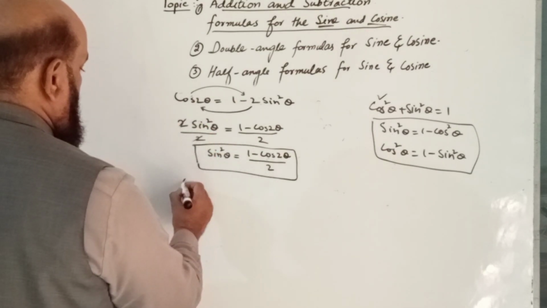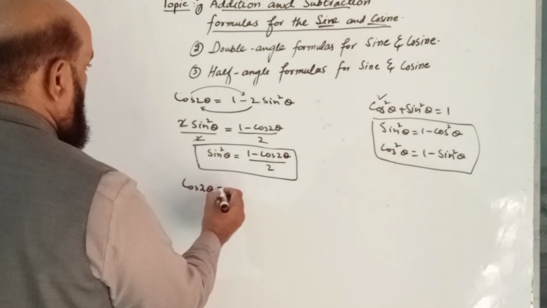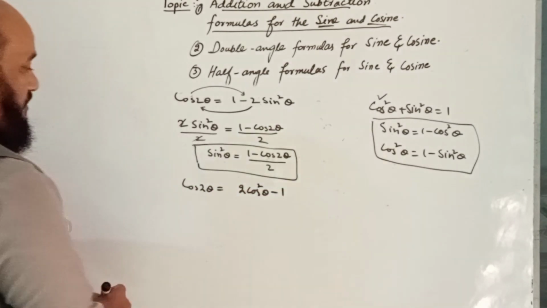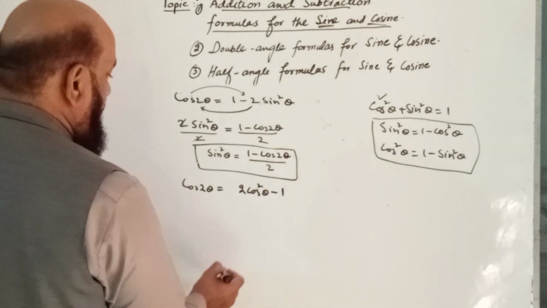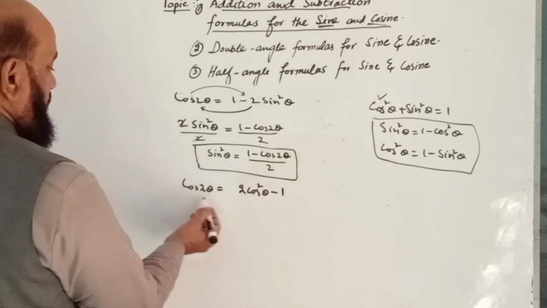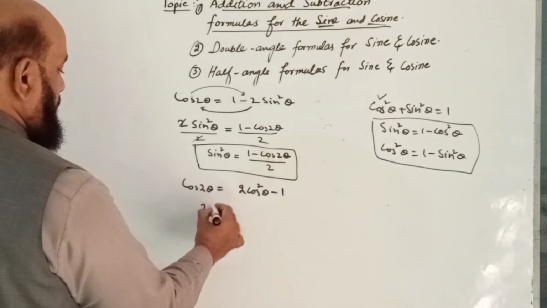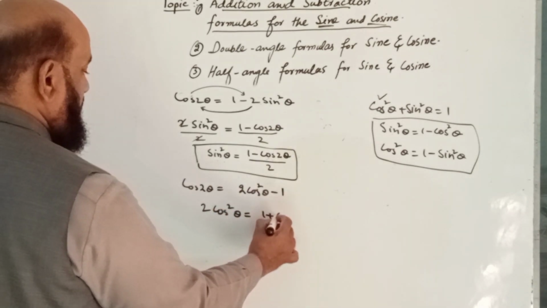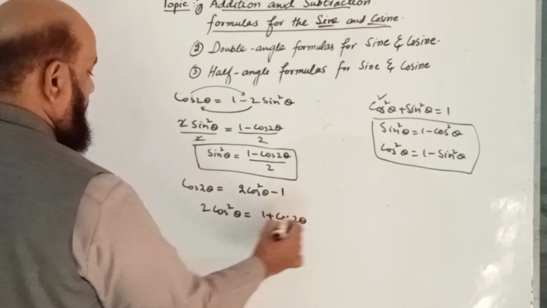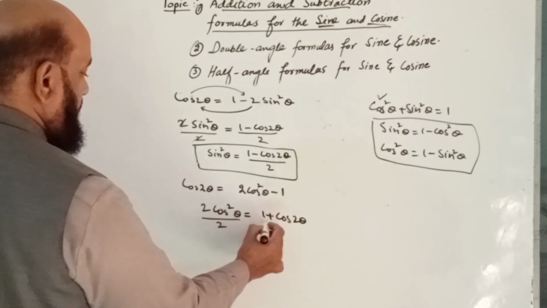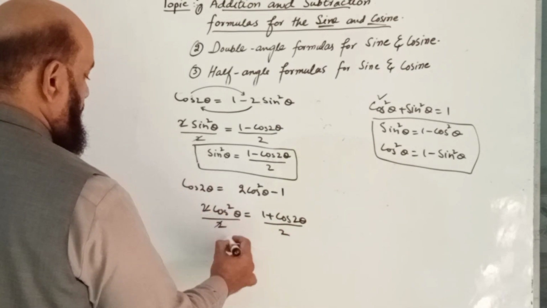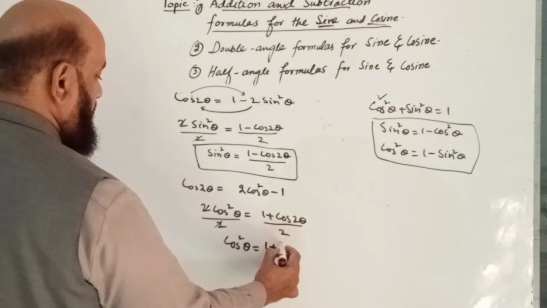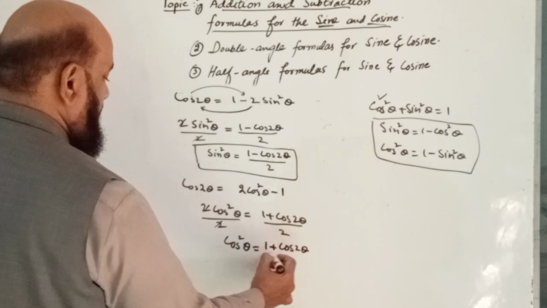Similarly, take another formula of cos 2 theta is equal to 2 cos square theta minus 1. We have already discussed that. Take minus 1 to the left hand side, we get 2 cos square theta is equal to 1 plus cos 2 theta. Now divide by 2 both sides, we get cos square theta is equal to 1 plus cos 2 theta by 2.